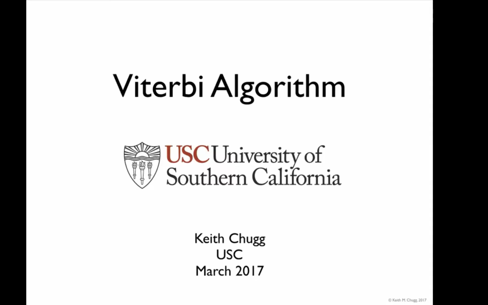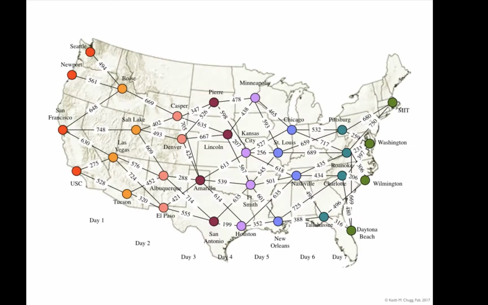Hello, my name is Keith Chugg, and I'm going to provide a very quick summary of the Viterbi algorithm. So I'm going to do this through an example of planning a road trip from the west coast of the United States to the east coast. And the way I've done this is I've considered 4 possible cities that you could start with on the west coast: Seattle, Newport, San Francisco, and Los Angeles, which I've labeled USC.